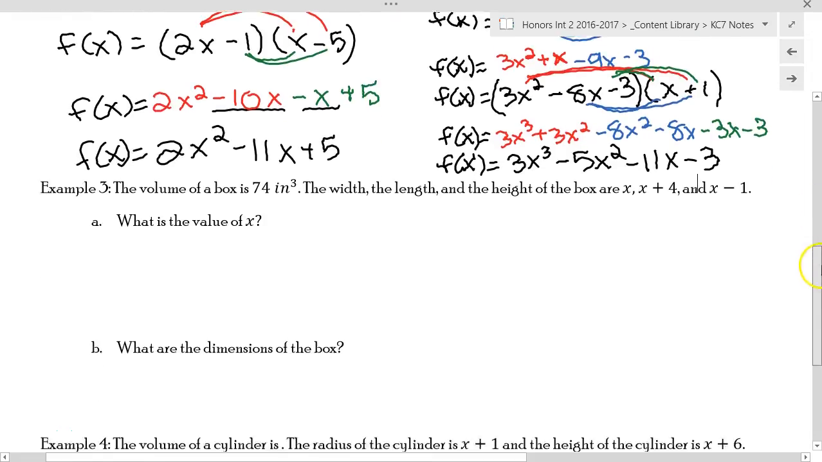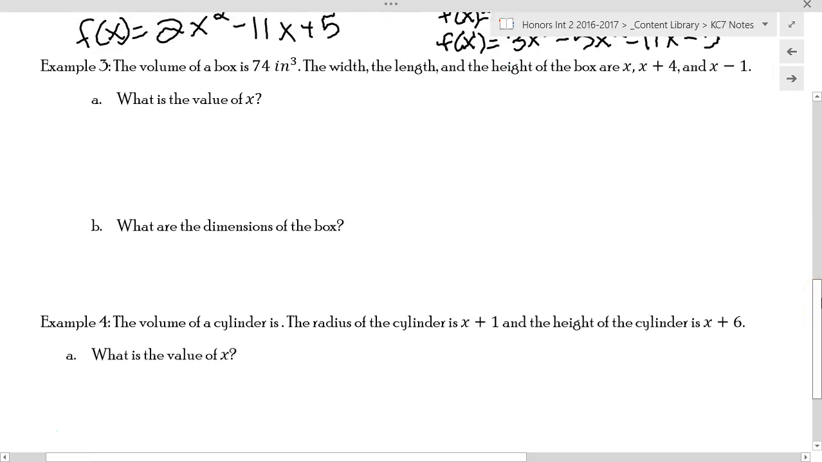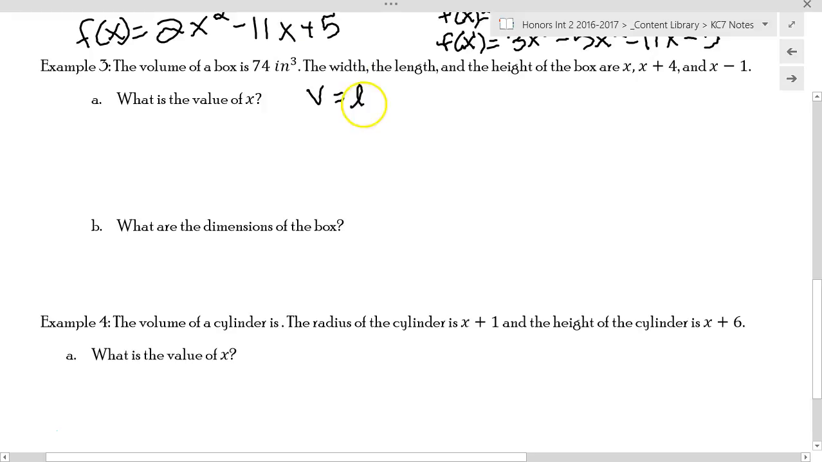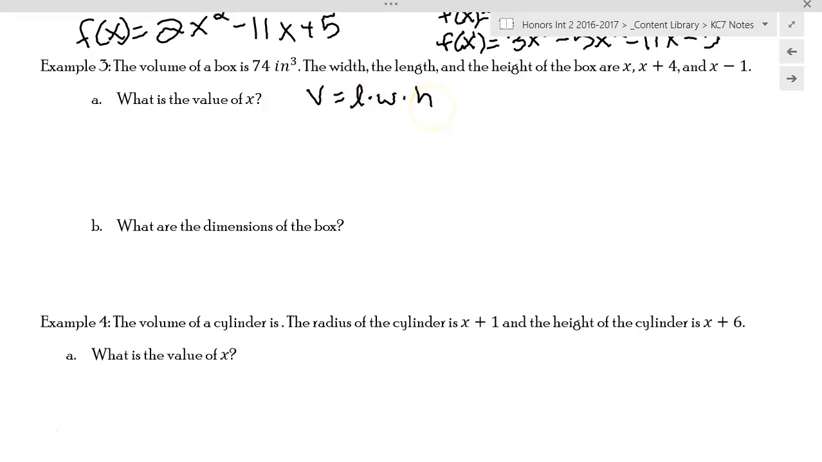Alright, let's look at example 3. Example 3 says the volume of a box is 74 inches cubed. The width, the length, and the height of the box are x, x plus 4, and x minus 1. So what is the value of x? To know this, I have to remember what the volume of a box is. Volume equals length times width times height. Okay? So my volume is 74 equals length is x, width is x plus 4, height is x minus 1.